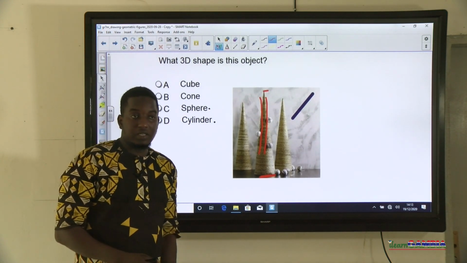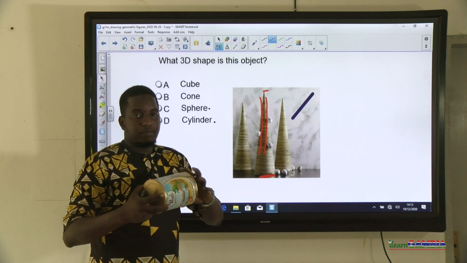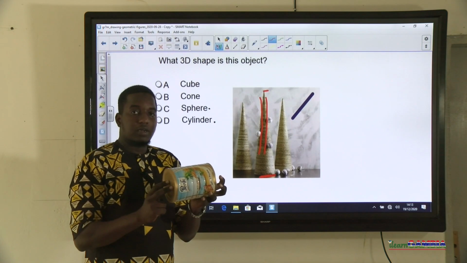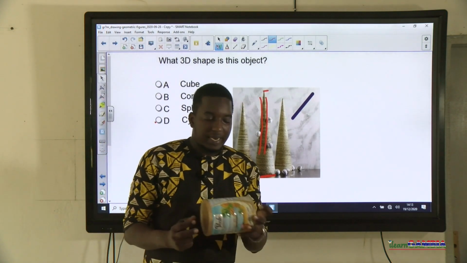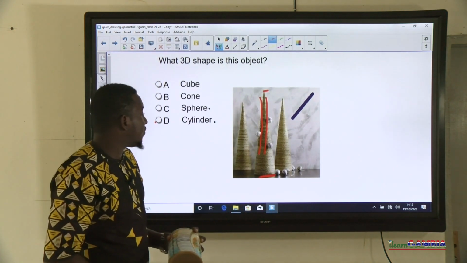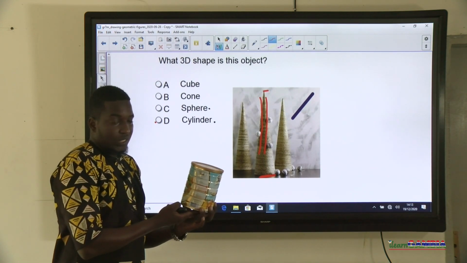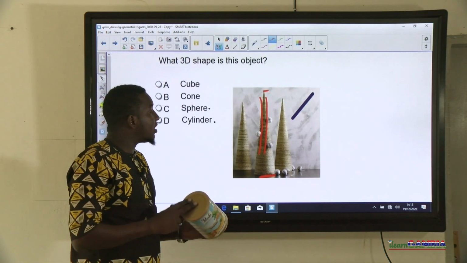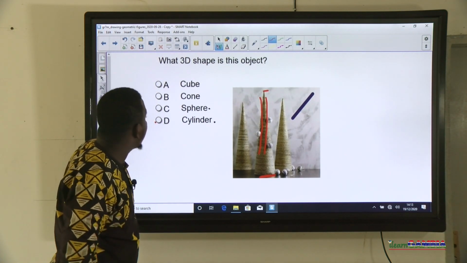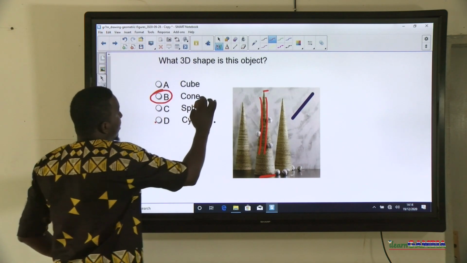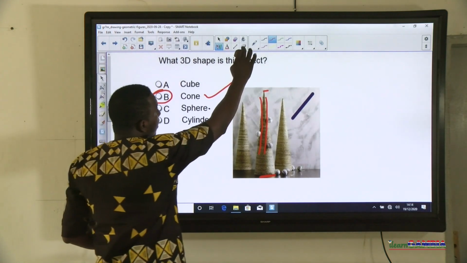We said a lot about cylinders, among which we said a cylinder is a solid shape that has 2 flat faces and 1 curved surface. When we look at the object that we have on the board, it has only 1 flat face. So it is not a cylinder, as cylinders have 2 flat faces. So the correct option here is going to be option B, which is the object is a cone, because it has all the properties of a cone.